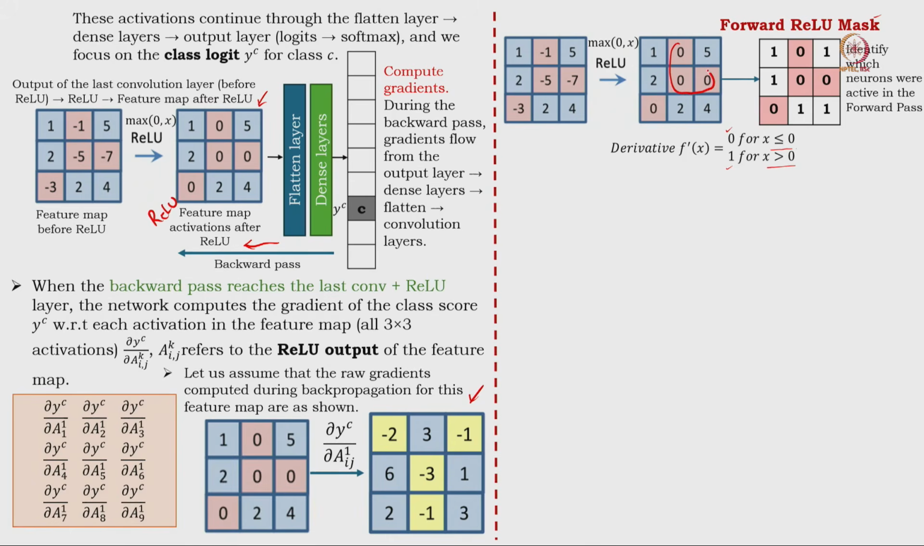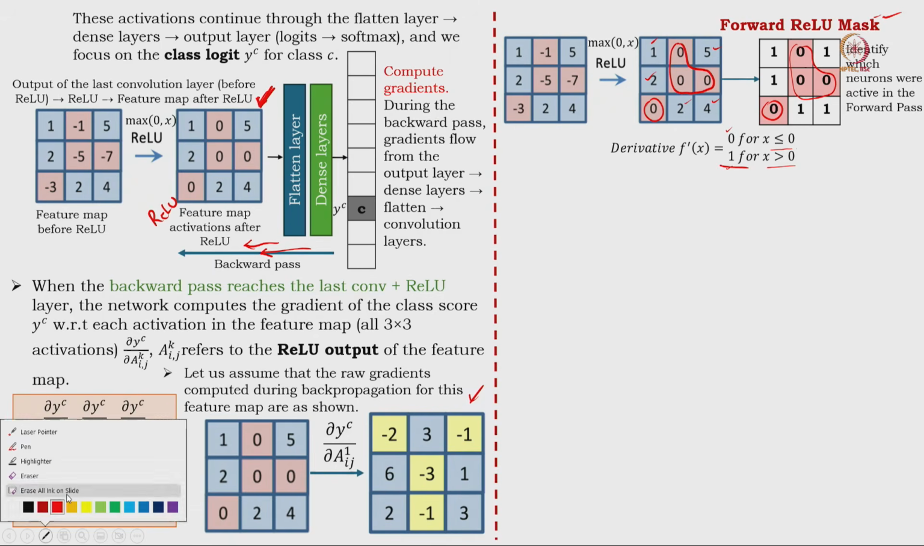All these are the values which are less than or equal to 0 here. Therefore, the value is 0 here, and any value which is greater than 0 is 1. So, the forward ReLU mask: when you backpropagate and reach the last convolutional layer, you already have the feature map. On this feature map, the first step is to take the derivative of ReLU. The derivative of ReLU gives us the forward ReLU mask.